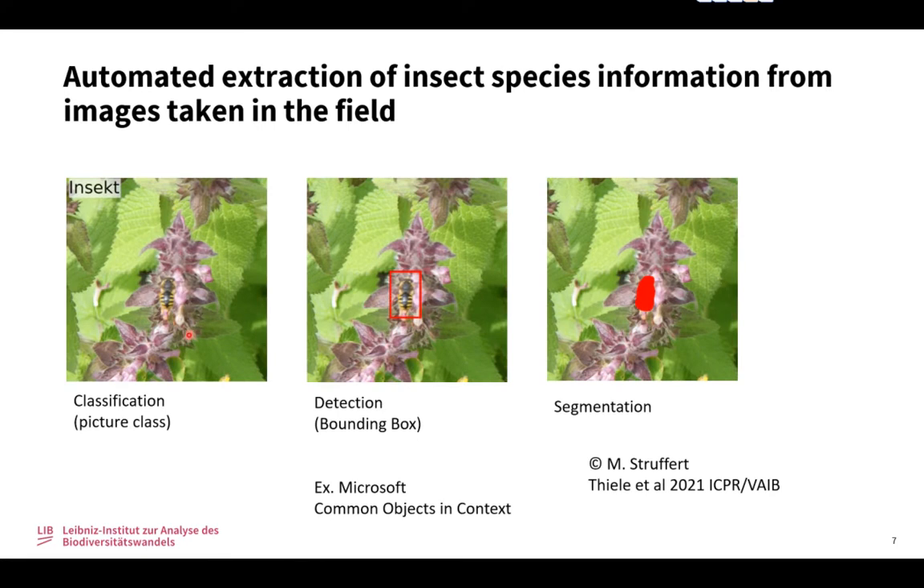Extracting information from images taken in the field can be an important task. You start with classification of the image, whether it contains an insect or not. Then you detect the insect by a bounding box, and then you use segmentation tools, image segmentation tools, to find out more details about which kind of insect is present.